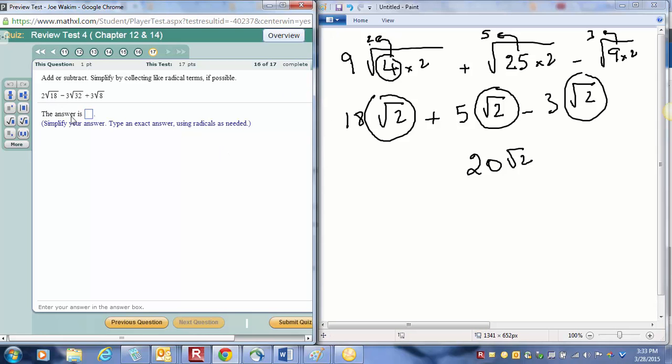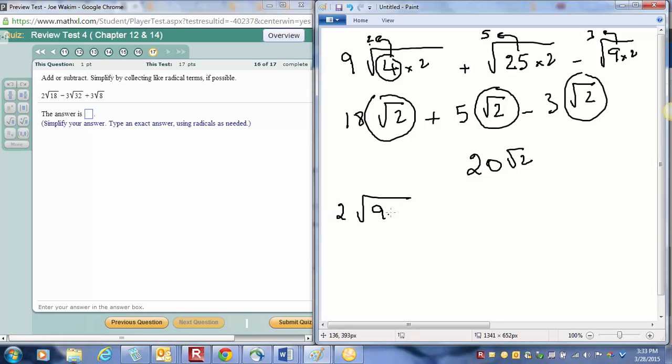17. Do the same thing here. We have 18. Again, remember 18 can be written as 9 times 2. So 9 will come out as 3, minus 32 can be written as 16 times 2. So the 16 will come out as 4, and then 8 can be written as 4 times 2. 4 can be simplified to 2.